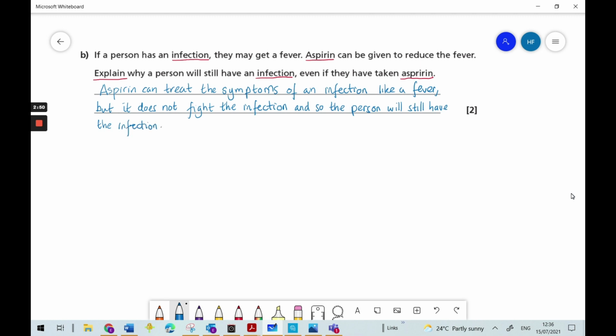So it's a 2-mark question, so there'd be 1 mark for saying aspirin can treat symptoms of an infection like fever, and then the 2nd mark for saying that it doesn't actually fight the infection, so the person would still have the infection.